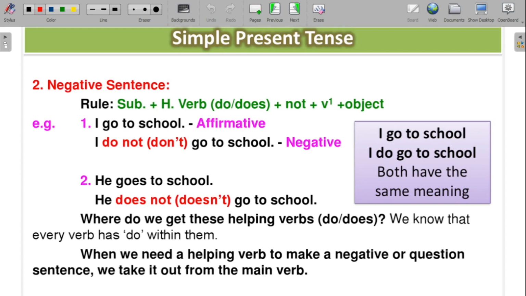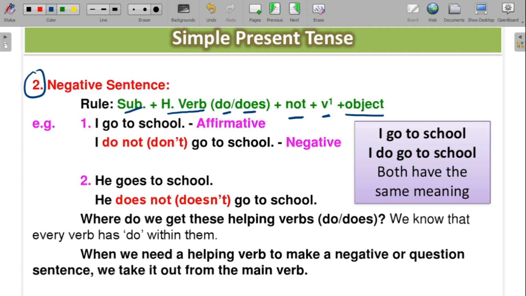Now the second thing coming here is the negative sentence. We have studied the affirmative sentence, that is a positive sentence. But in negative, what do we study? The negative sentence, the sentence which says no. Here, the formation of the sentence is: subject plus helping verb do or does plus not, then verb first form or base form, then object.